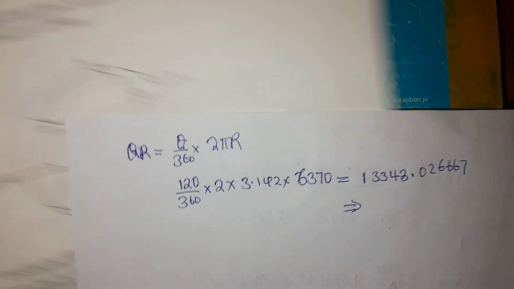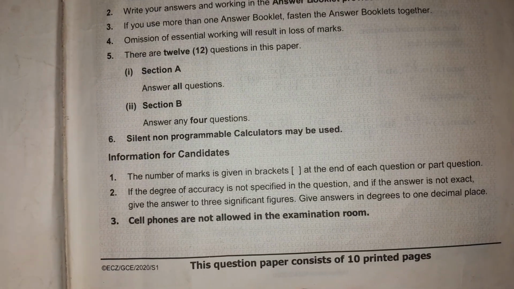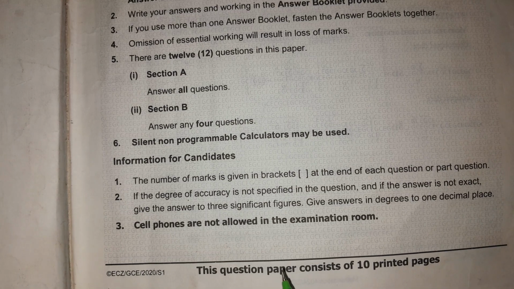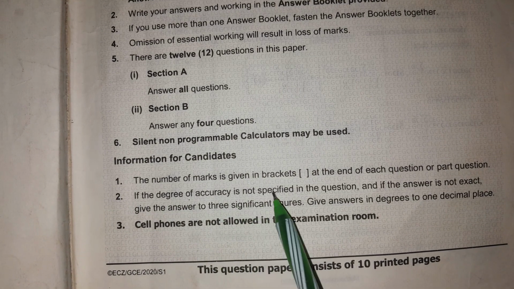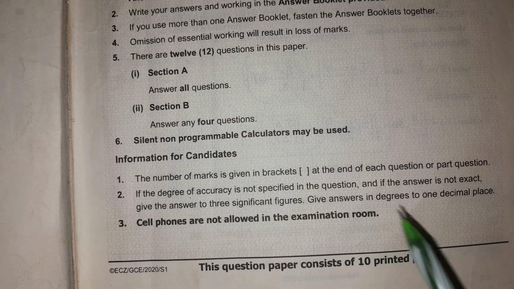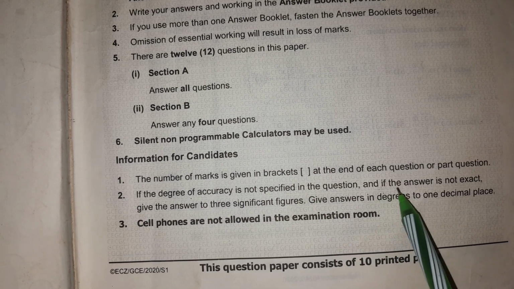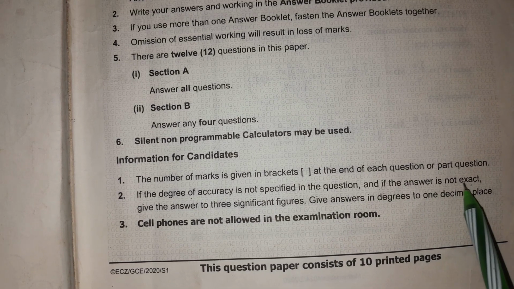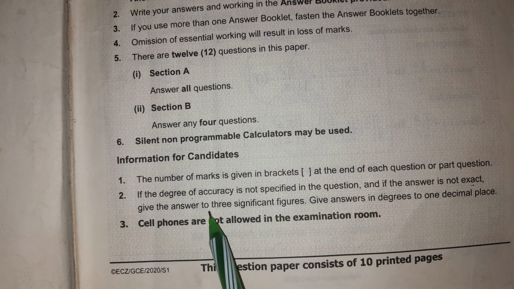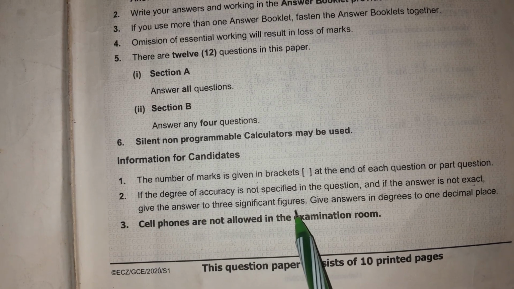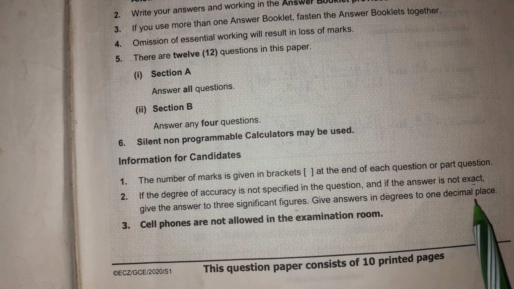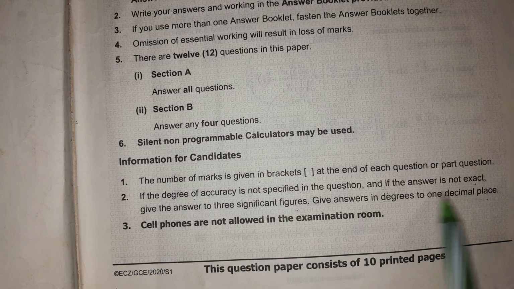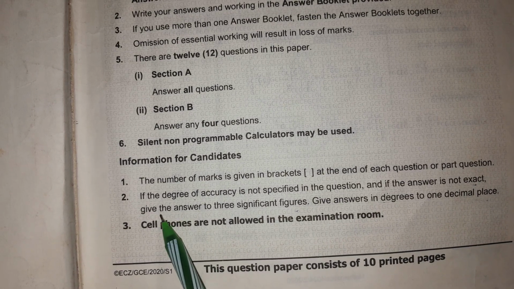But there's always an instruction. Let me show you that instruction on the cover here. There's always that instruction. Okay, is it there? Let's see. If the degree of accuracy is not specified in the question, and if the answer is not exact, give the answer to 3 significant figures. Take note of this. And give answers in degrees to 1 decimal place. This is what I'm telling you.